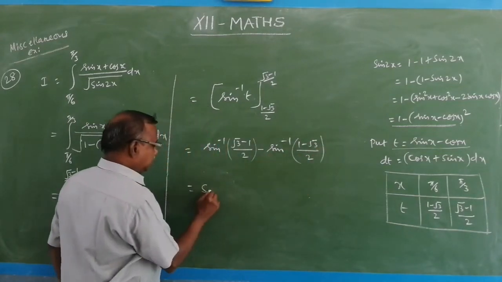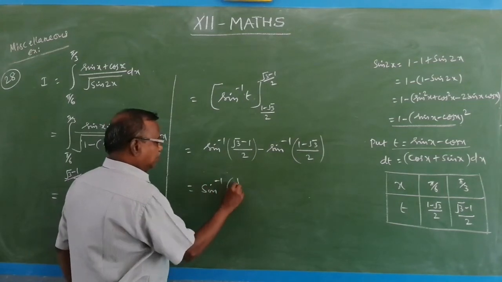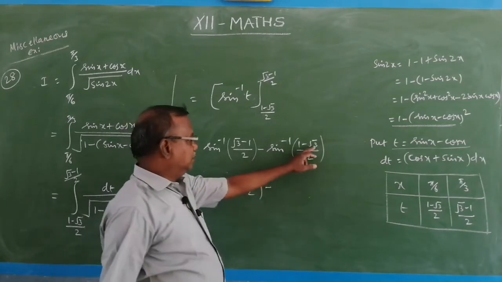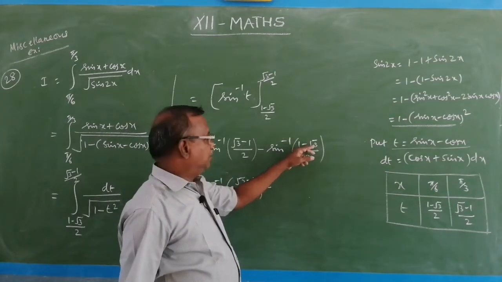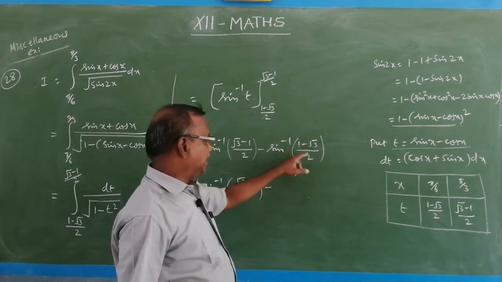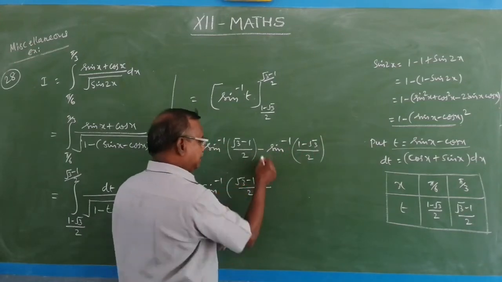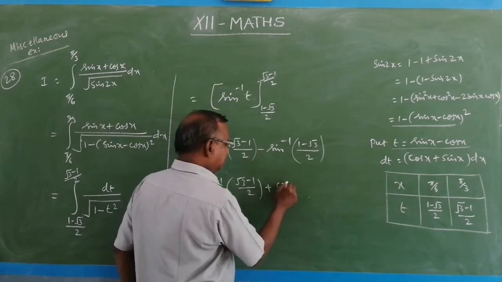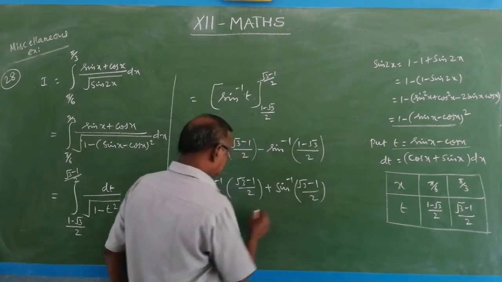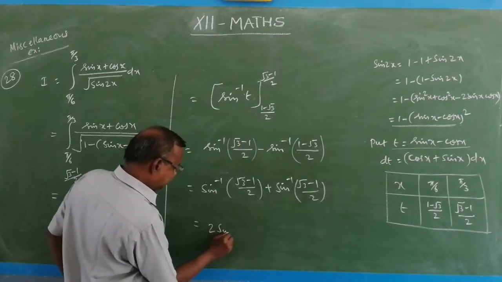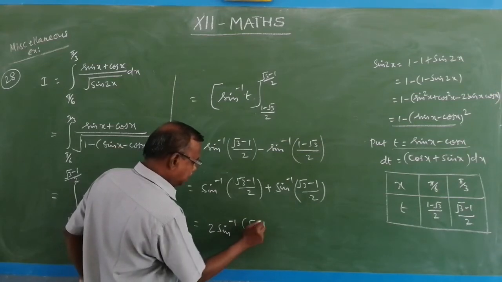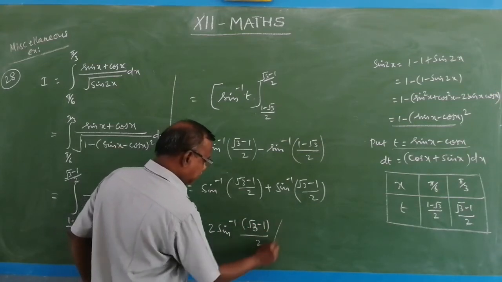This is sin inverse of (root 3 minus 1 by 2), and in this one, when you take a minus, it becomes root 3 minus 1 by 2. Taking the minus, sin inverse of minus x equals minus sin inverse of x, so it is plus sin inverse of (root 3 minus 1 by 2). So this is equal to 2 into sin inverse of (root 3 minus 1 by 2). So this is the answer.